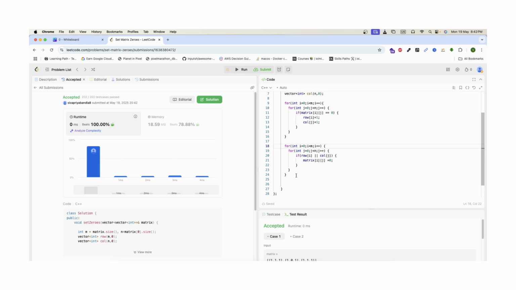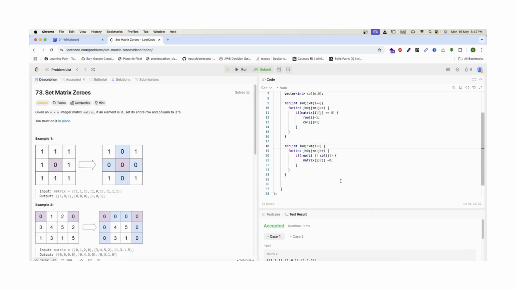Yeah. So this is pretty much the set matrix zeros problem. Hope you have understood very clearly.